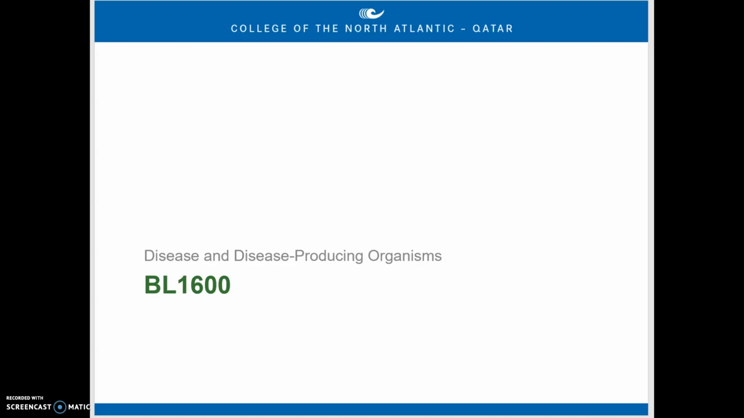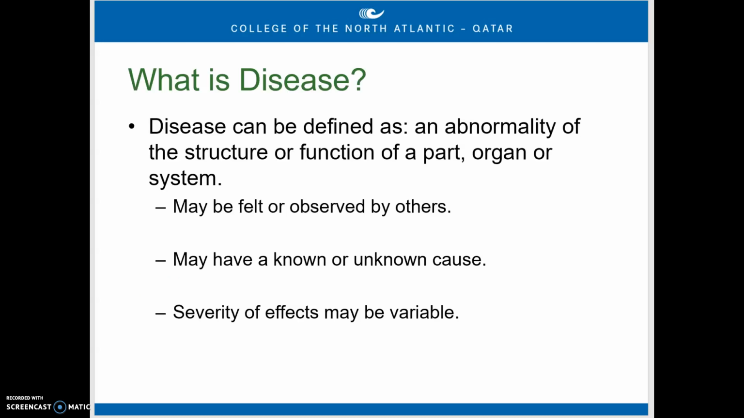So let's get going. Alright, so first of all, if we're going to talk about disease, we should define it. And disease is going to be defined as an abnormality of the structure or function of a part or an organ of a system. Okay, so a disease can be anything from at a cellular level right up to an organ or organ system level.